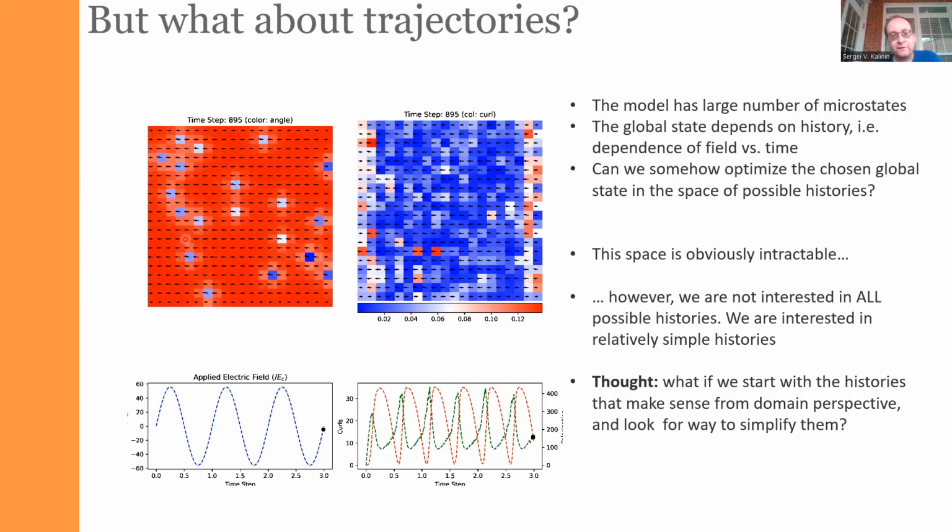So what you see here is the disorder, the applied electric fields, the evolution of the polarization, the red curve, and the evolution of the curl, the green curve. And you can see that, lo and behold, for whatever reason, we actually start to have some curl values in the system. But we don't know exactly how they depend on the field history.